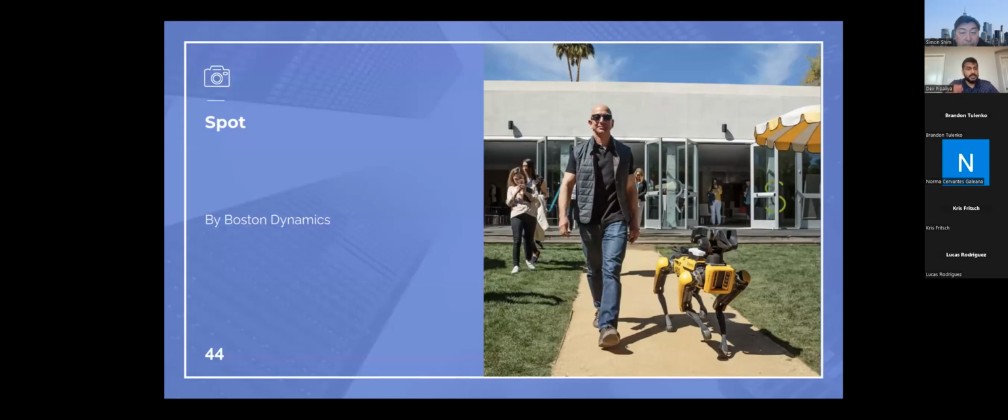And there's this robotic dog, which you might have seen somewhere. It got really famous when it was with Jeff Bezos for some reason. So this one also has multiple users. Oh, I think I skipped a slide.